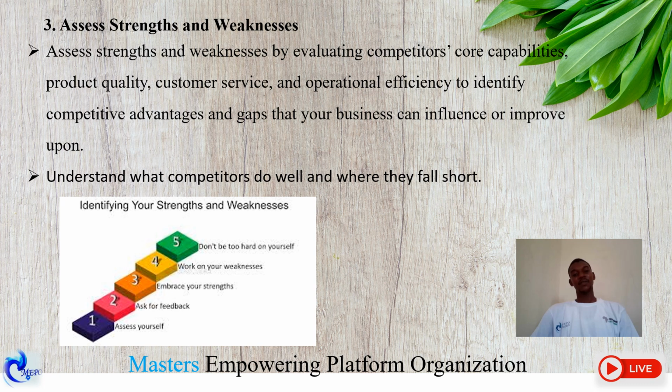In this area, when you look at the picture, this is what you need to know first. The first stage, number one, you need to assess yourself. You, as an individual, need to assess yourself, to understand yourself first. After understanding yourself, you go to the second stage: you ask for feedback. You can ask for feedback from yourself, or from your colleagues or friends, especially those doing the same business that you are trying to run.